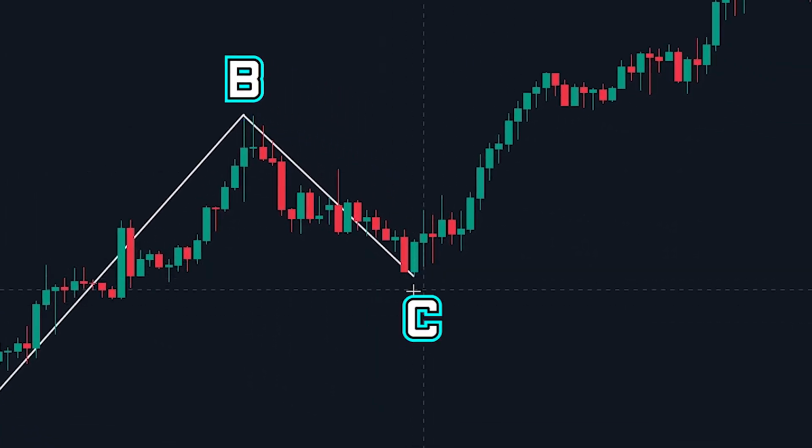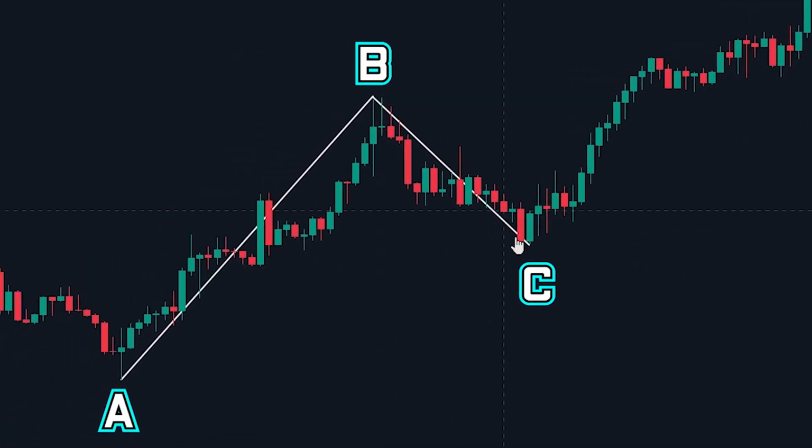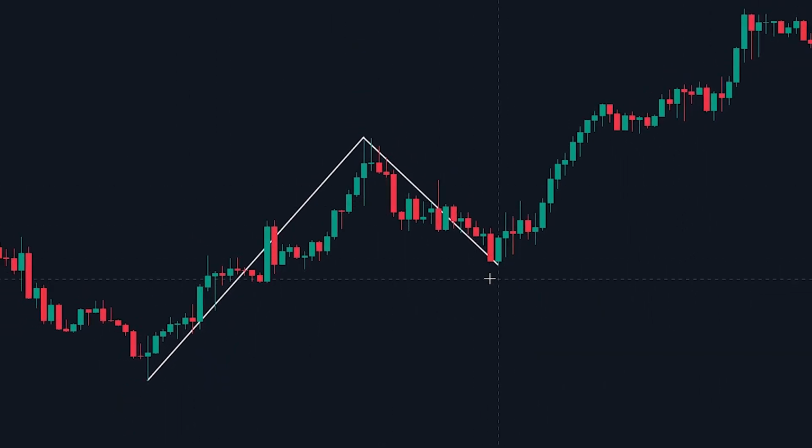The pullback made from B to C is not allowed to reach point A. If the price does reach point A, then it's no longer a valid ABC pattern. Once point C has been made, we can assume that the retracement has been completed and that the price will continue to move in the upward direction.